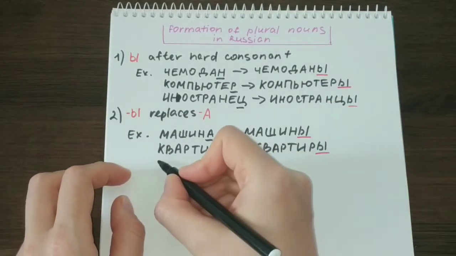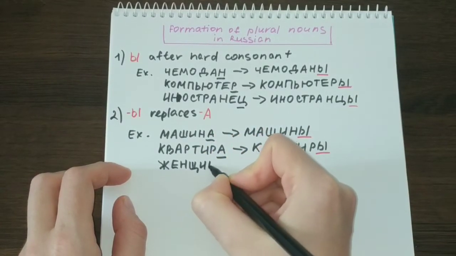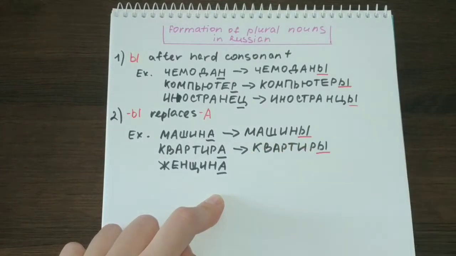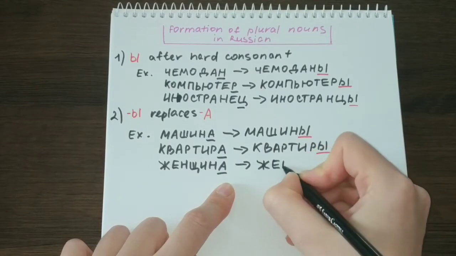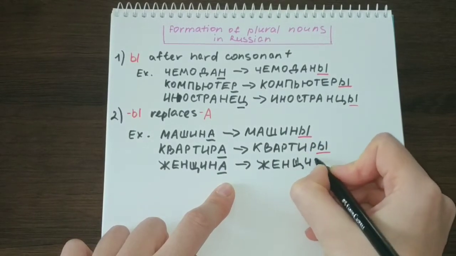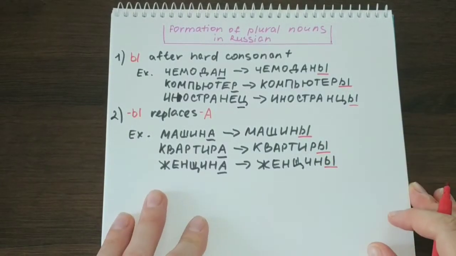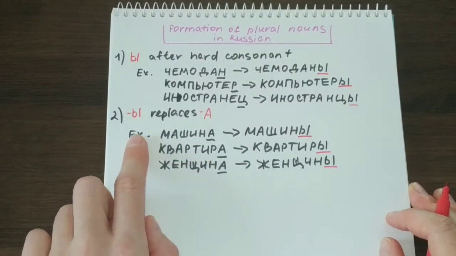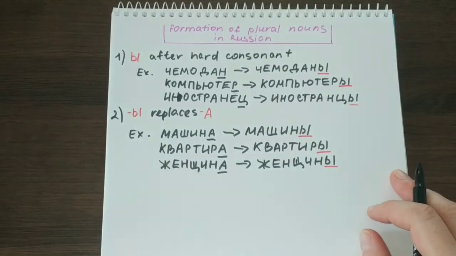Let us also see this example. Женщина. Женщина, woman. Woman is a noun of a feminine gender. It ends in "а", and the plural form will be made the same way by changing "а" into "ы". Женщины. Женщина, женщины. Woman, women. So that is another way of forming plural nouns by adding the "ы" ending to the word, and that is the way it goes.